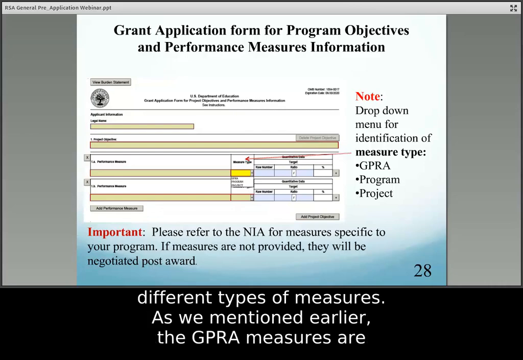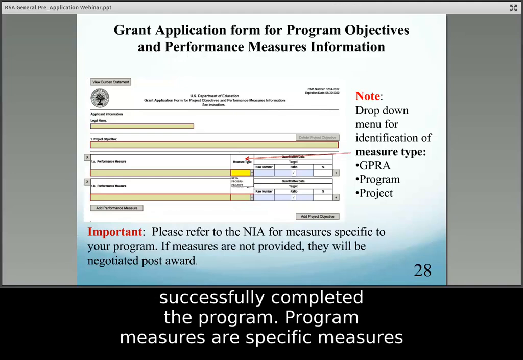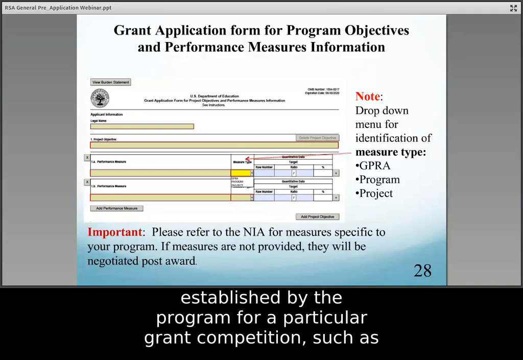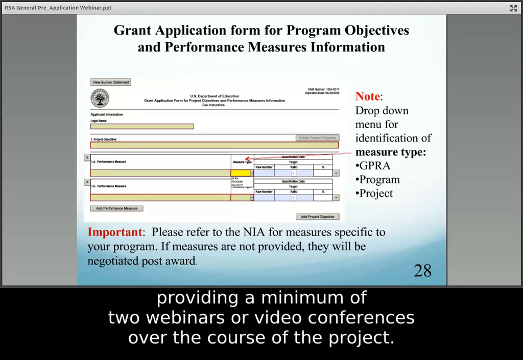There are 3 different types of measures. As we mentioned earlier, the GPRA measures are designed to measure results. An example is the number of individuals who successfully completed the program. Program measures are specific measures established by the program for a particular grant competition, such as an absolute priority or other program requirements.